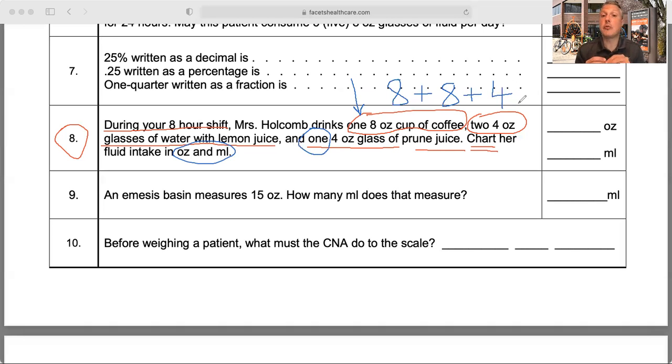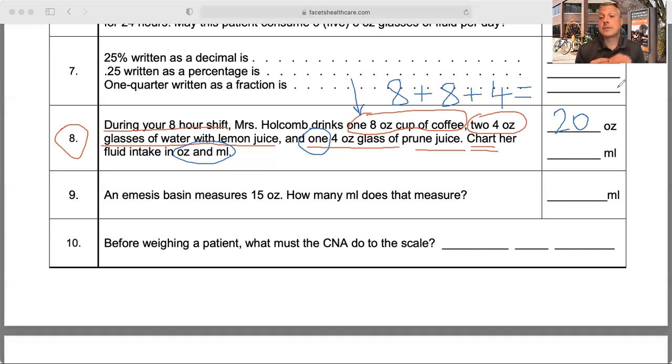So again, we have to be careful. We have 1 8-ounce cup of coffee. So I wrote 1 8 there. Then we had 2 4-ounce glasses of water. So each one of them is 4. So 4 and 4 is 8. And then the 4-ounce glass of prune juice. Now together, I'm going to add them here. 8 and 8 is 16, and 4, we have 20. So we have a 20-ounce intake here in total.